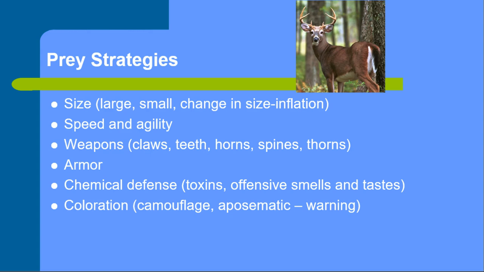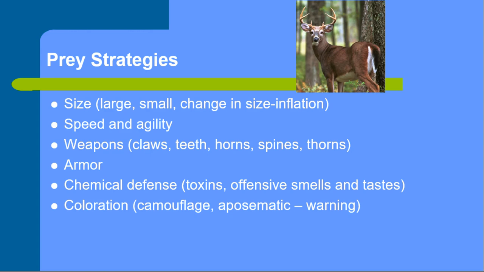Prey need to have weapons too, right? They want to have claws and teeth and horns and spines and thorns and things. And armor like shells and plates and all of those. That's a really important thing too. Sometimes you're going to have something that would be, say, like a shell with spines on it, and maybe those spines have chemical defenses in them, toxins, offensive smells and tastes.